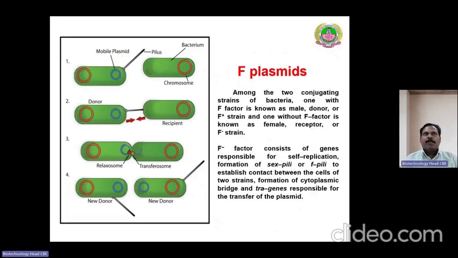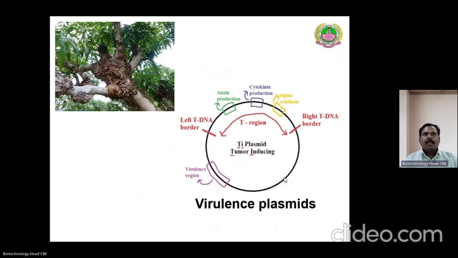This is an example of an F plasmid or fertility plasmid, which aids in transferring the fertility factor from a donor to a recipient strain through a sex pilus or F pilus that establishes the contact between the two strains.